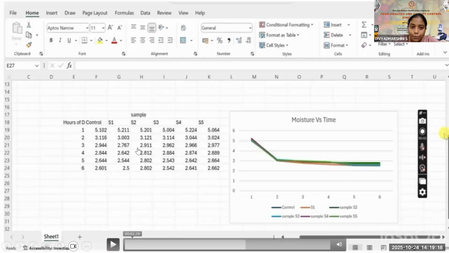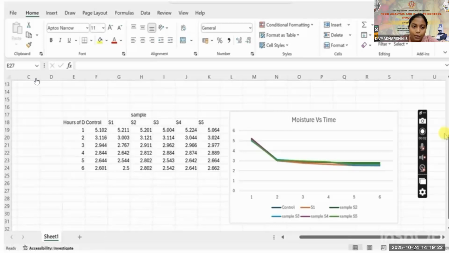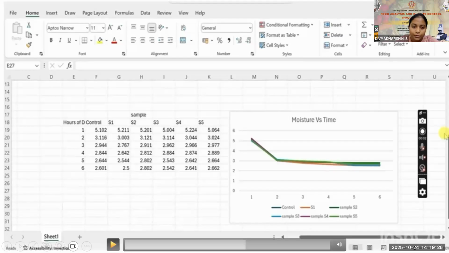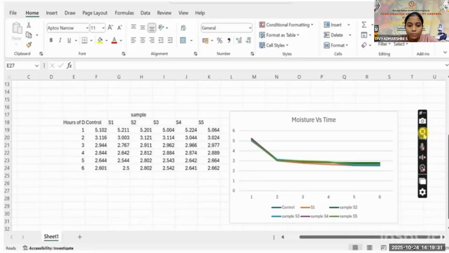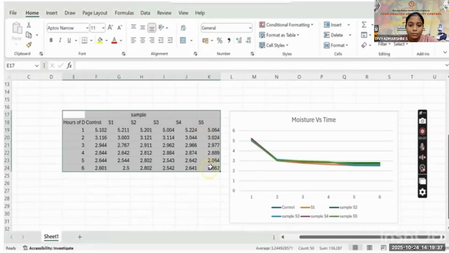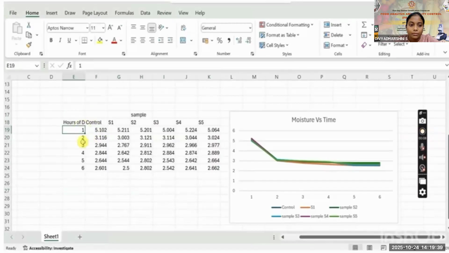So this graph plotting is for the oven dry method. I have also listed how to plot the graph of moisture content versus time. These are the results for the oven dry method. Here we can see the hours of drying as well as the sample moisture weight. We have taken 6 hours of drying and a control sample with 5 other samples. So we can also yield the graph of moisture versus time.